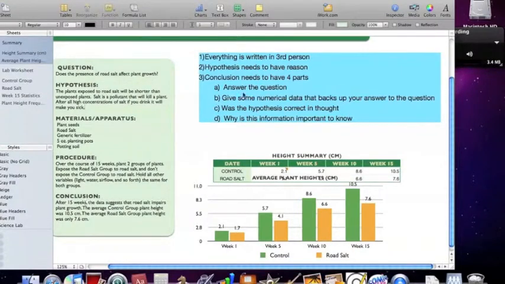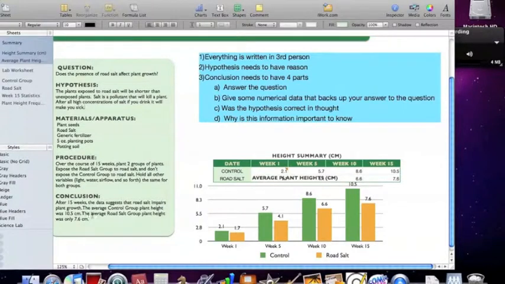Let's go to B. Give some numerical data that backs up your answer to the question. Well, it did answer that it impairs plant growth. Now they've got to give me some numbers. They have to look at the chart right over here and see if they give us numbers. Did they give us any numbers from the chart? The average control group plant height was 10.5 centimeters. After the 15th week, I probably would have added something there one more time about the 15th week.